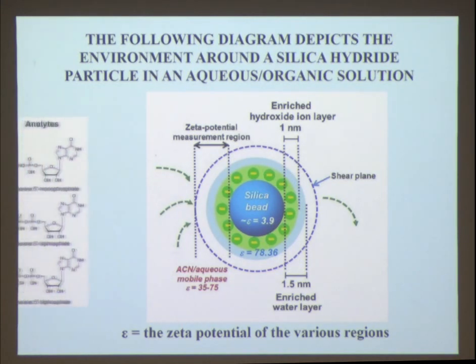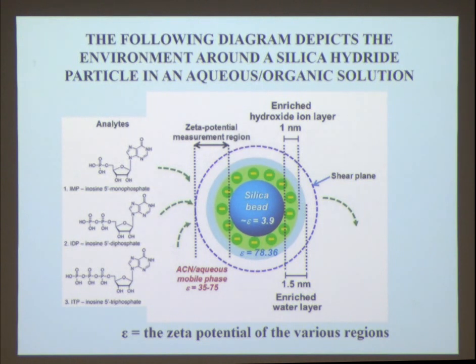So when we have compounds, here are some polar compounds. These are chemically analogous to AMP, ADP, and ATP. These are very polar because they have phosphoric acid groups and the nitrogens on them. So when they approach the surface, they're attracted to this negative charge or displace some of the negative charge on the surface, interact with it, and that's how you get separation.